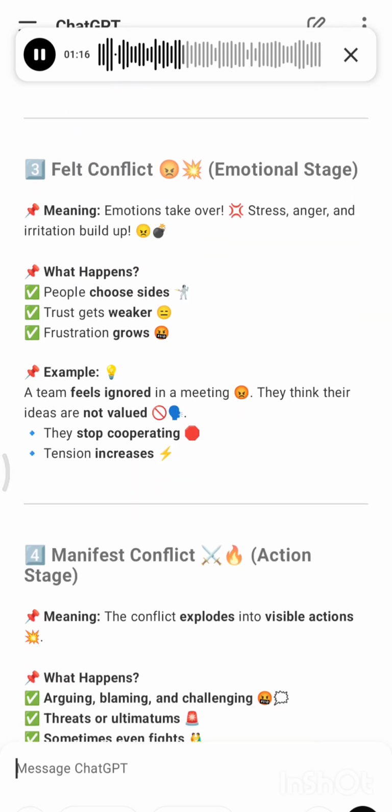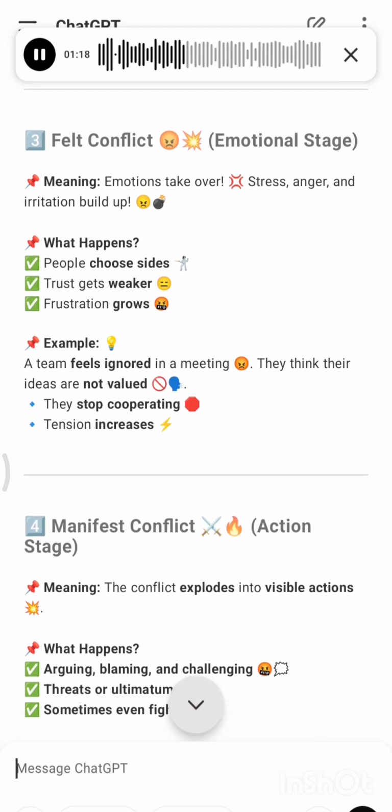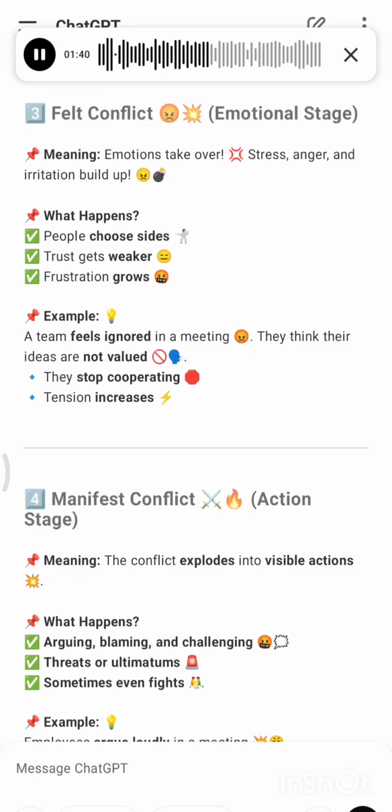3. Felt conflict, meaning emotions take over. Stress, anger, and irritation build up. What happens? People choose sides. Trust gets weaker. Frustration grows. Example: a team feels ignored in a meeting. They think their ideas are not valued. They stop cooperating. Tension increases.